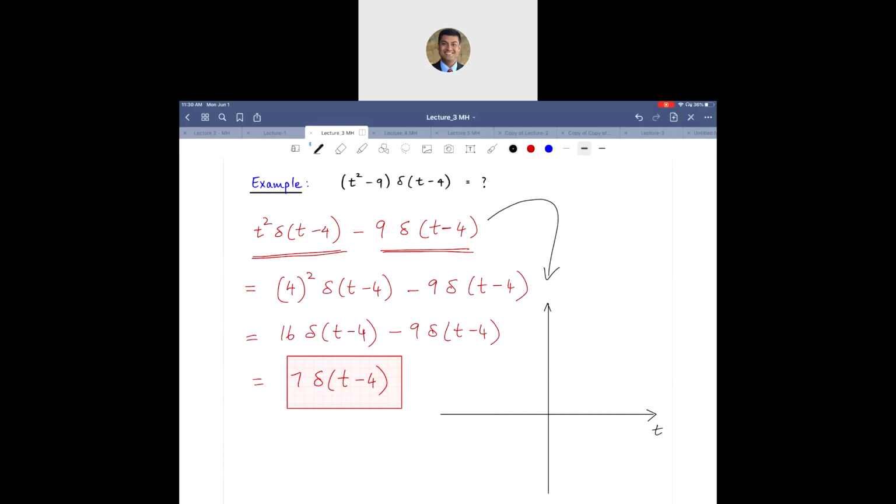So let's see. This is going to mess things up, but I'm going to move this up a little bit. All right. So that's going to be your t squared. And where is the 9? 9 is essentially right here in red. 9 is there. Doesn't change with time. And where is the impulse? Impulse is at 4. So let me do this.